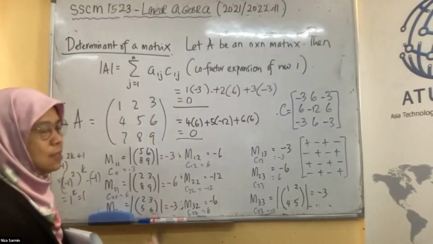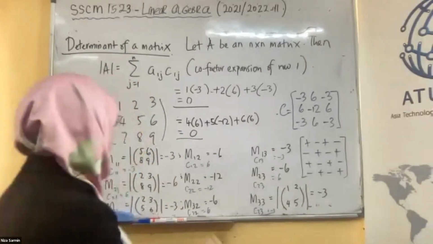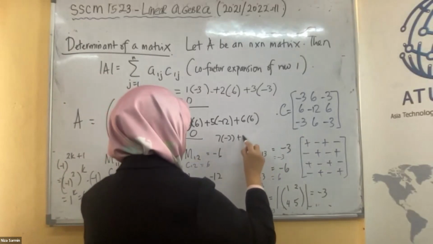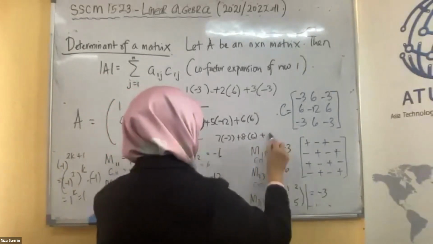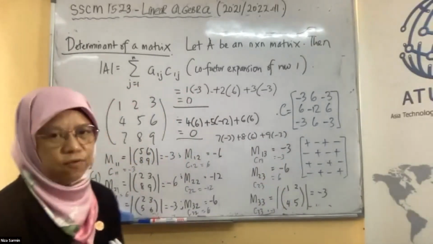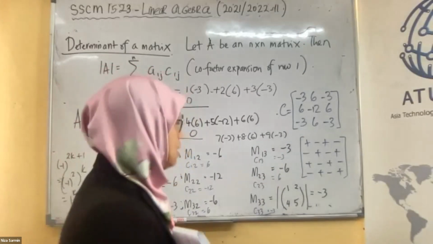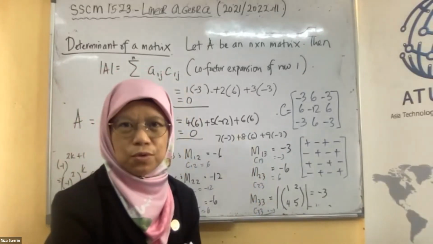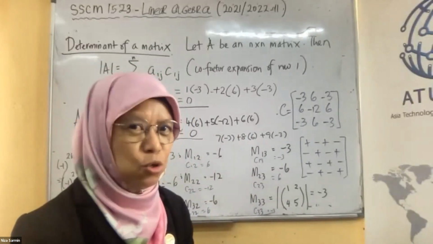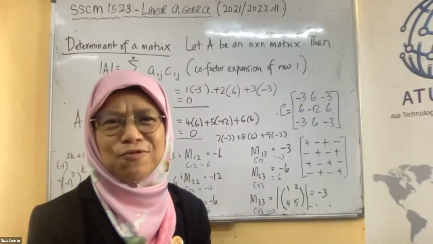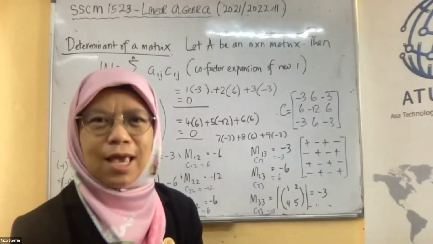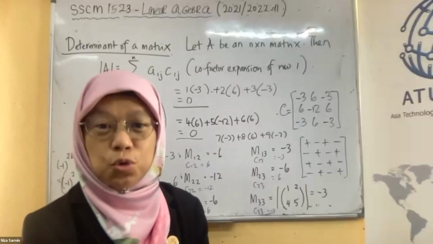Or you can take the third row: 7 times -3 plus 8 times 6 plus 9 times -3. So -21 and -27 is -48, and -48 plus 48 is 0. This is just to check whether they are the same in taking any row, but you don't have to use all rows. Why? You just need to find the determinant, right? So you just pick any row, or actually any column can also do.